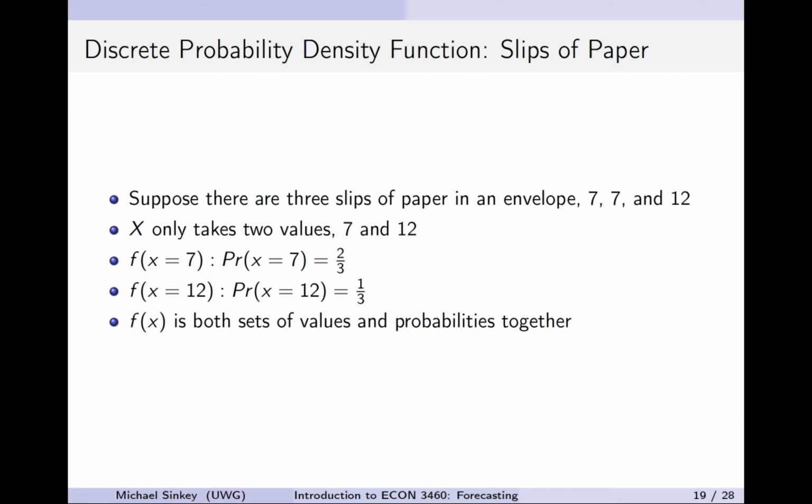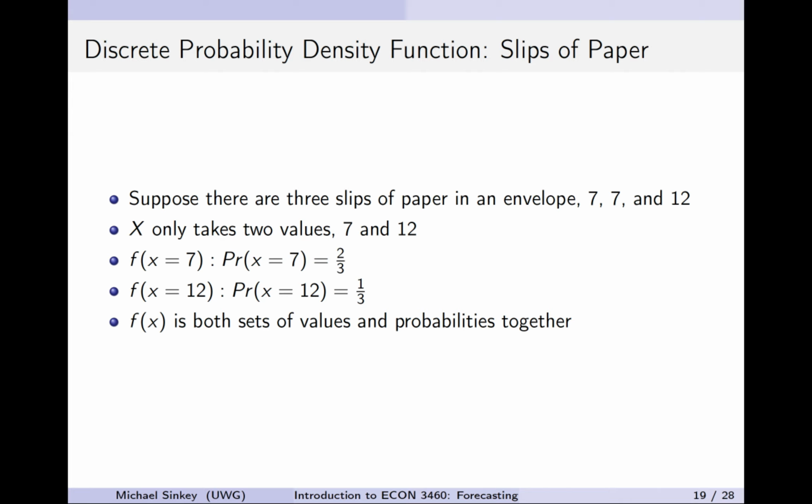So let's take a look at a discrete PDF. This is slips of paper. Let's just pretend there are 3 slips of paper in an envelope, 7, 7, and 12. So 2/3 of the time you get X equals 7, 1/3 of the time you get X equals 12, and 7 and 12 are the 2 possible values of the random variable large X. Now the PDF of X equals 7 is 2/3. The PDF for X equals 12 is 1/3, but the CDF for X equals 12 is 1. So there is a difference between the two.